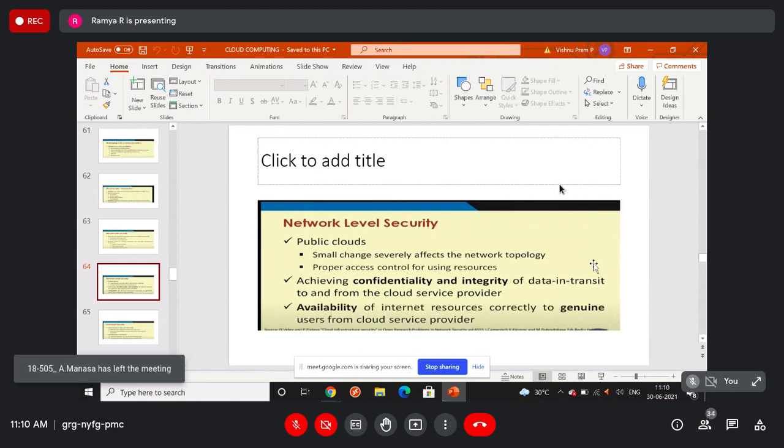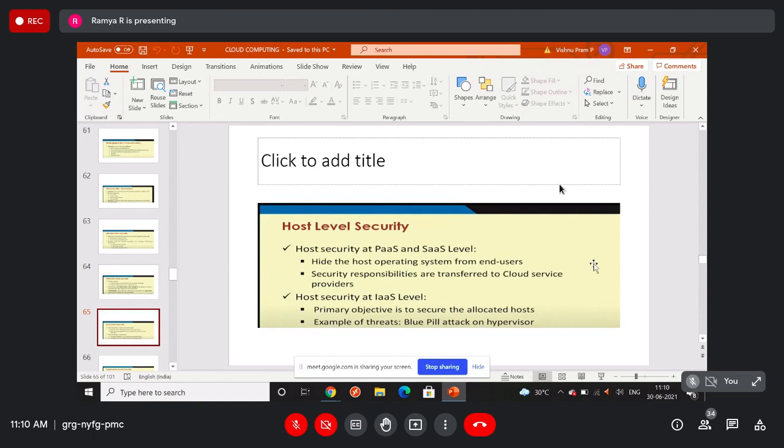Okay, in network level security, we can provide security at the public clouds, and we can achieve the confidentiality and integrity of data in transit to and from the cloud service provider at the network level, and availability of internet resources correctly to genuine users. All of these we can take care of at the network level.